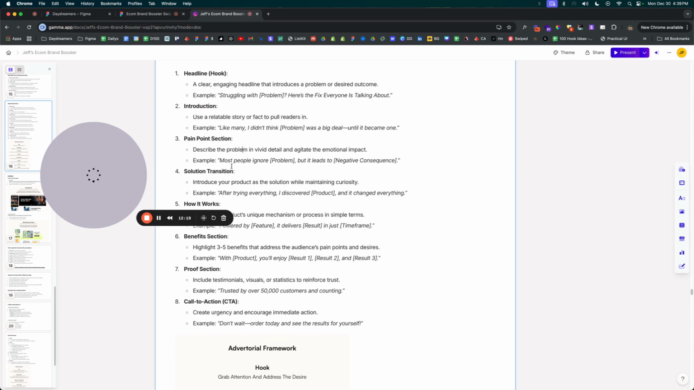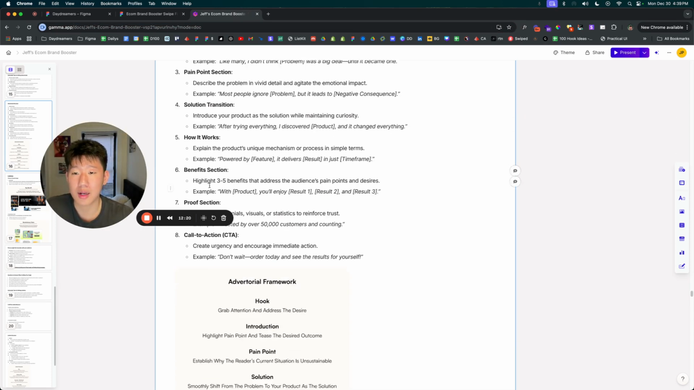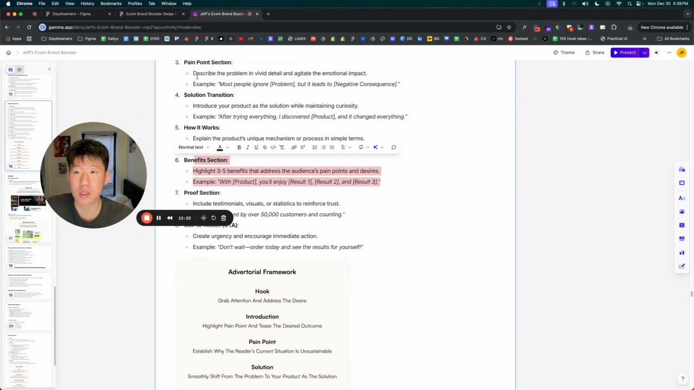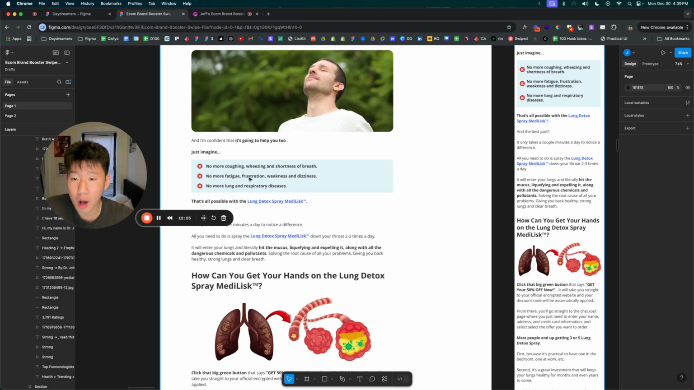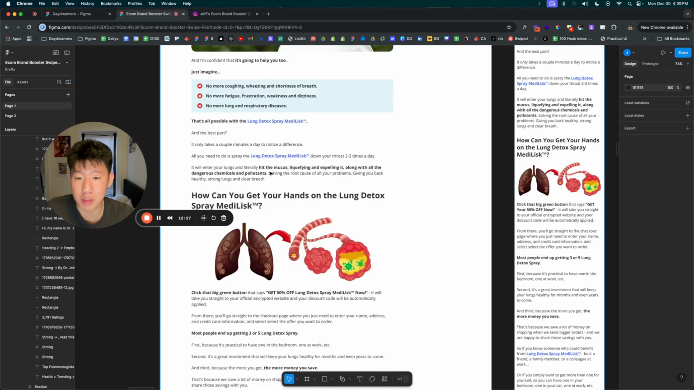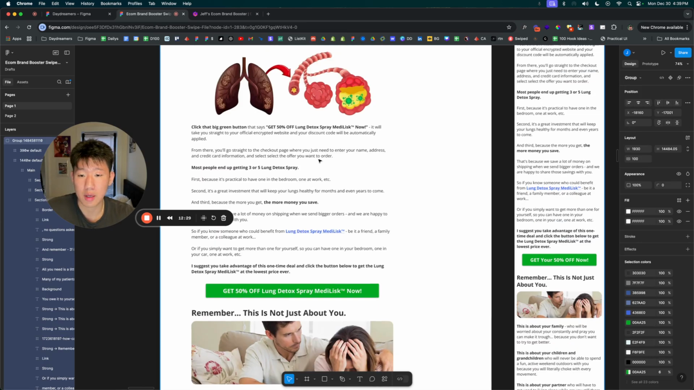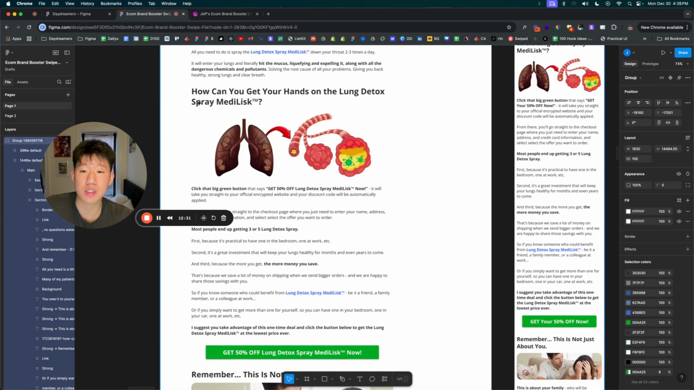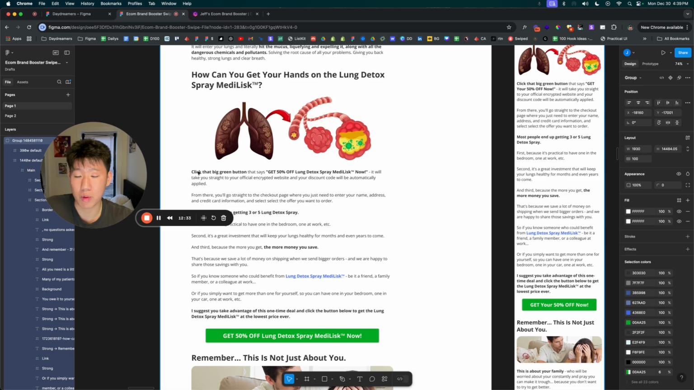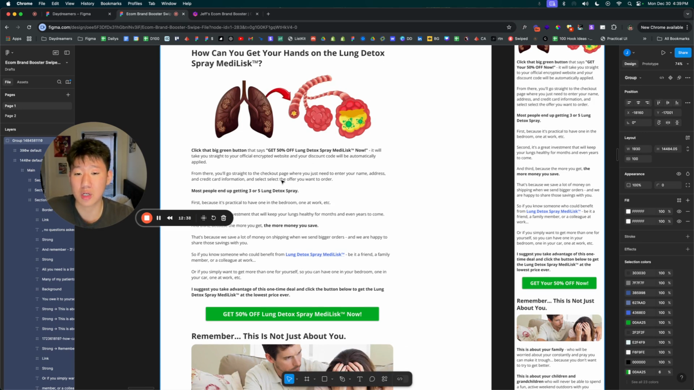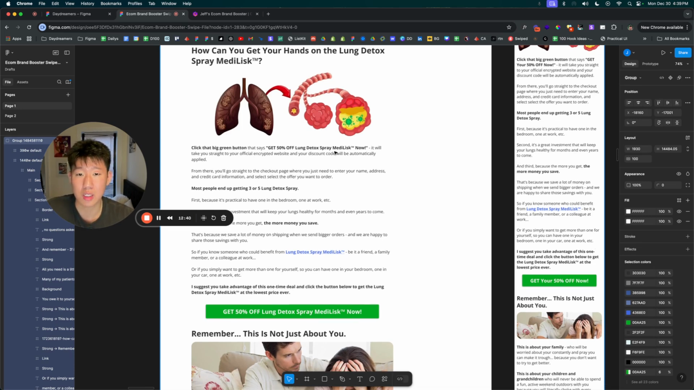So again, going back to the solution and the benefits, right? This is what their life will be like: no more coughing, no more fatigue, no more respiratory diseases, right? And then we're introducing, how can you get your hands on it? This is the call to action, right? This is the offer where you're providing a value proposition. Get 50% off now. We're injecting urgency and scarcity.